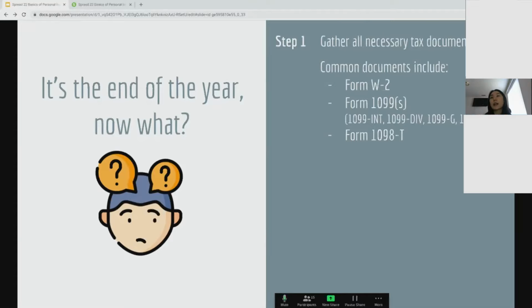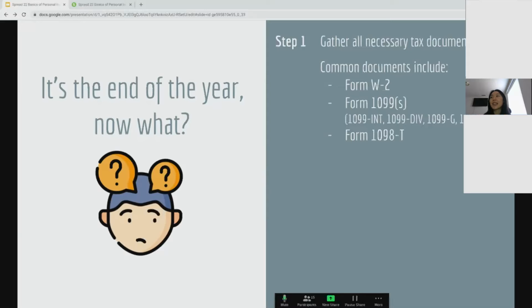And lastly, if you're currently going to school, you will get a form 1098-T from your university or qualified institution. And this is necessary for claiming certain education credits. And all these documents typically are supposed to be given to you by February. By law, that's their deadline.